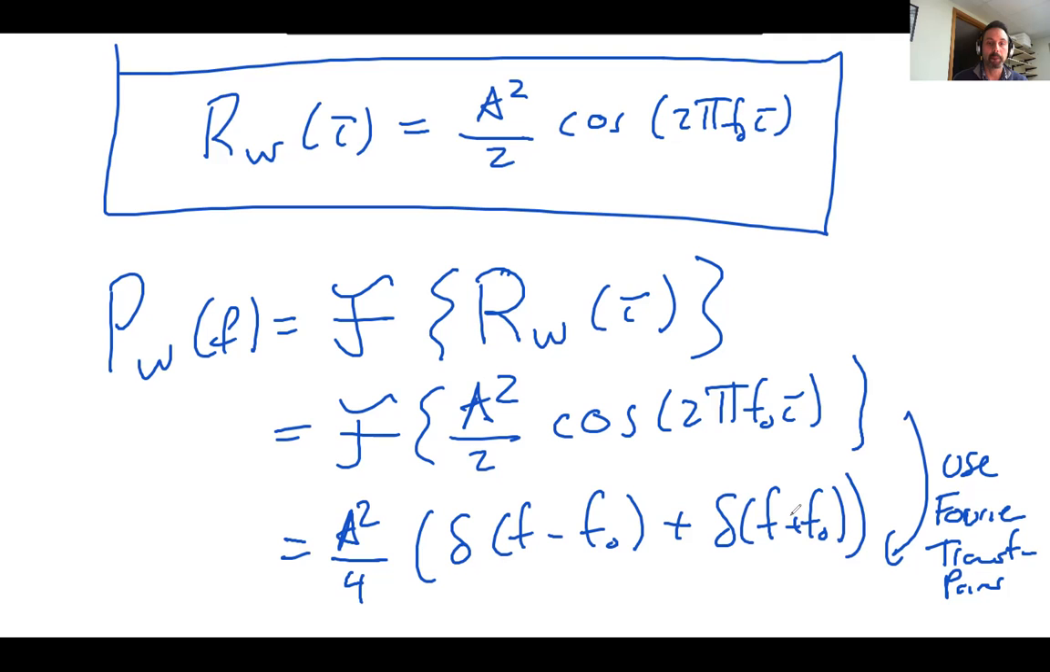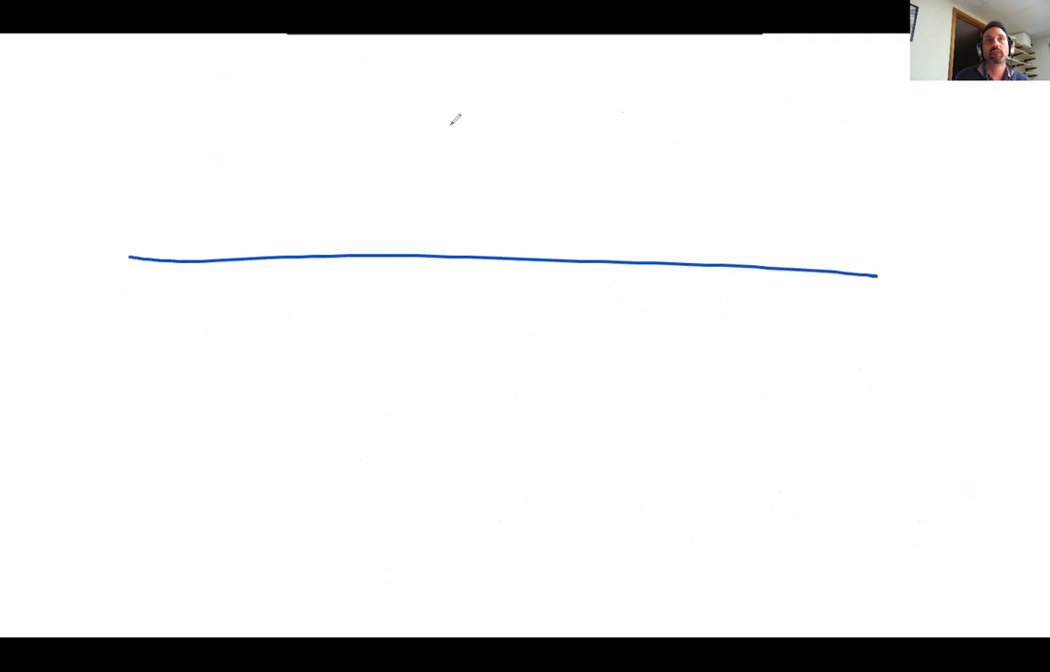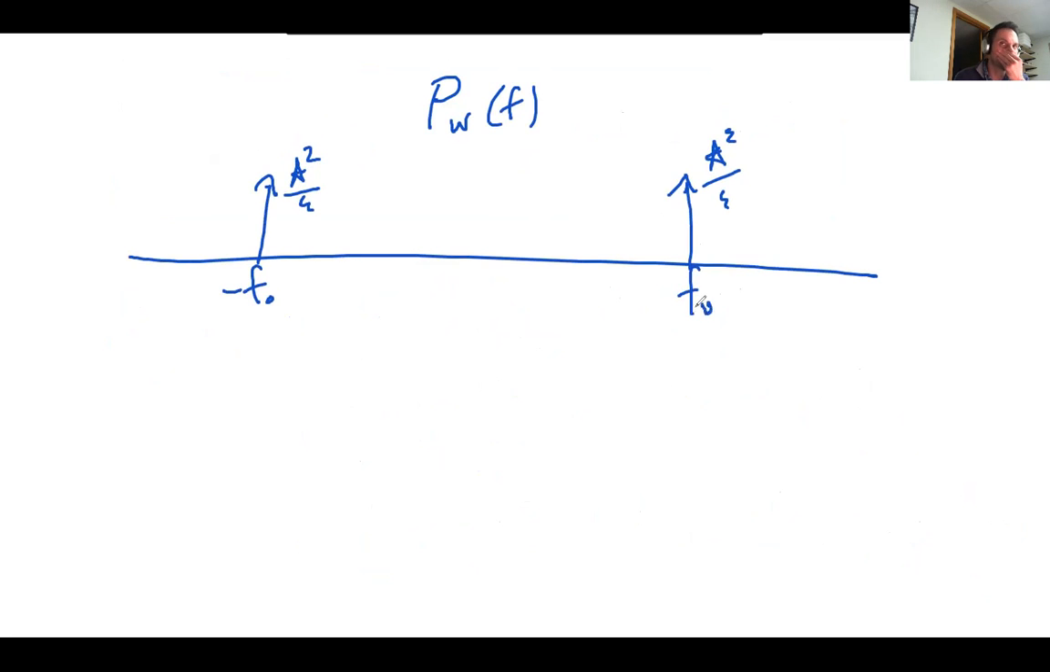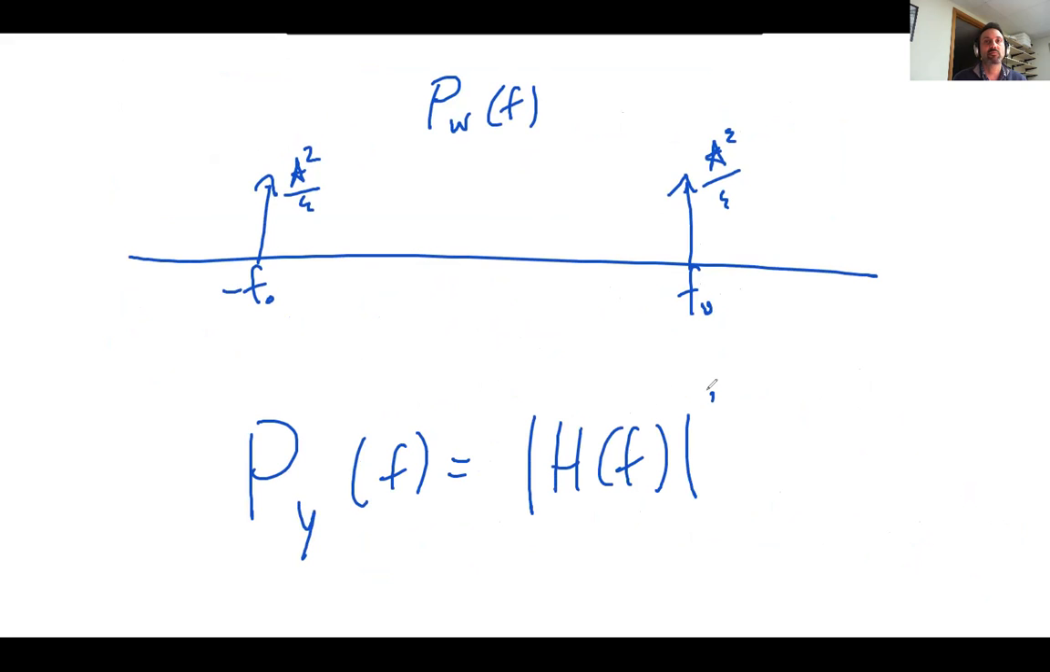Try this at home, all right? So spectrally, what does this look like? So P_W of f looks like this: A squared over 4 at minus f naught and f naught. Now, remember that all important thing: P_Y, the output, is equal to the magnitude squared of H of f, squared, times the input power spectral density. This is W. Very, very important.